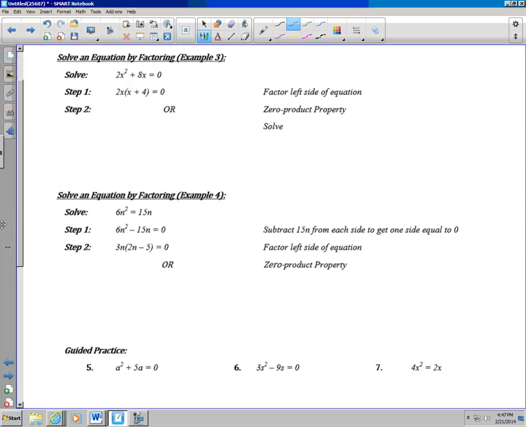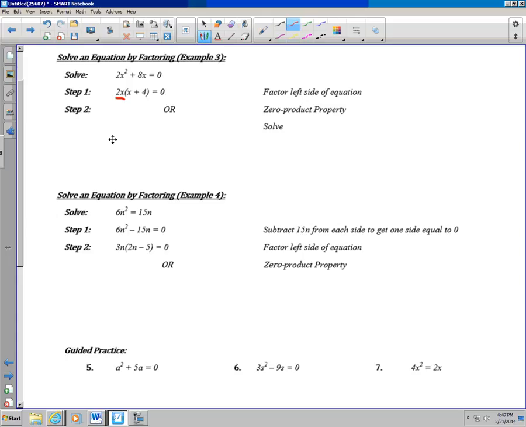We have a sum. But if we look at our coefficients and we find they have a common factor of 2, and we look at our variables and they have a common factor of x. There's x squared and then there's just x. So we can pull that 2x out or divide by 2x, leaving us with just 1x inside the parentheses and then a plus 4 for our other monomial.